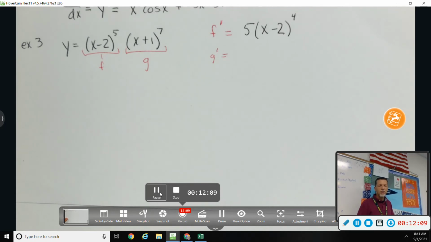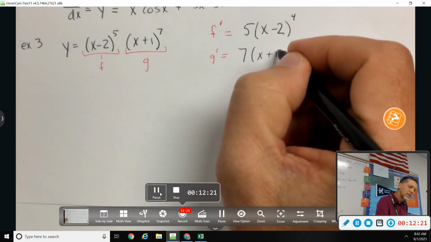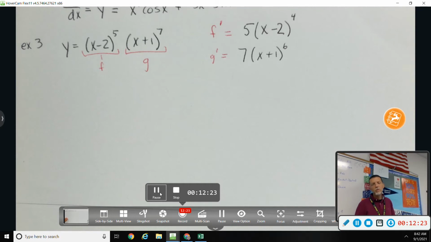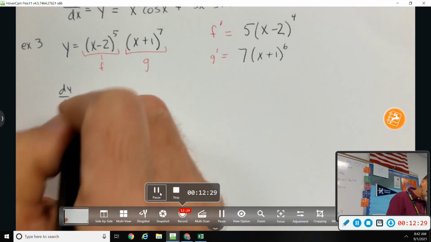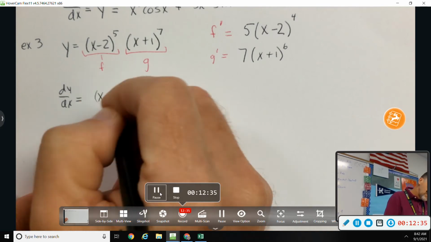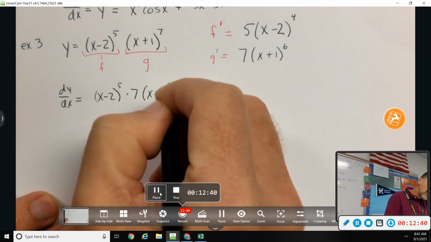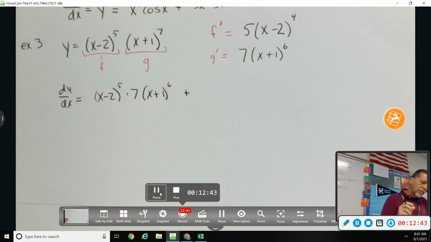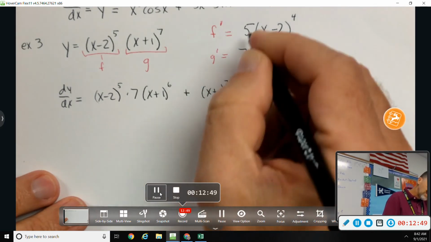All right, Tierney, Emma took the hard one. g prime is the same process. So Tierney, what's g prime? 7, and parentheses x plus 1 to the 6. Yep. So still power rule, a little bit different, but same power rule. So dy dx, first times derivative of the second, x minus 2 to the 5th times 7, x plus 1 to the 6th, plus the other way around, the second, x plus 1 to the 7th, times derivative of the first.